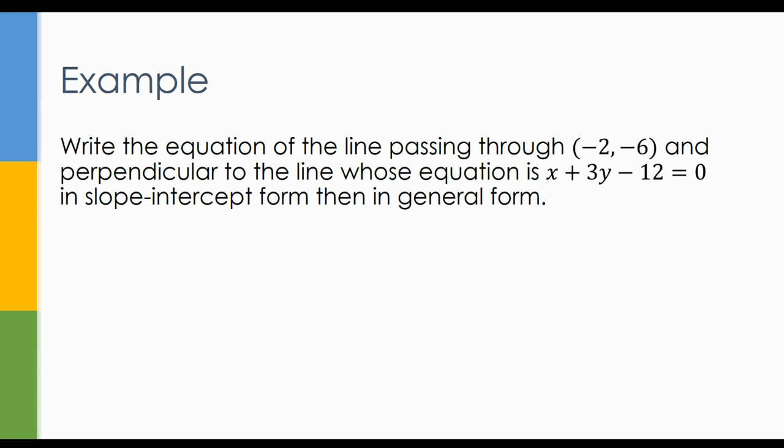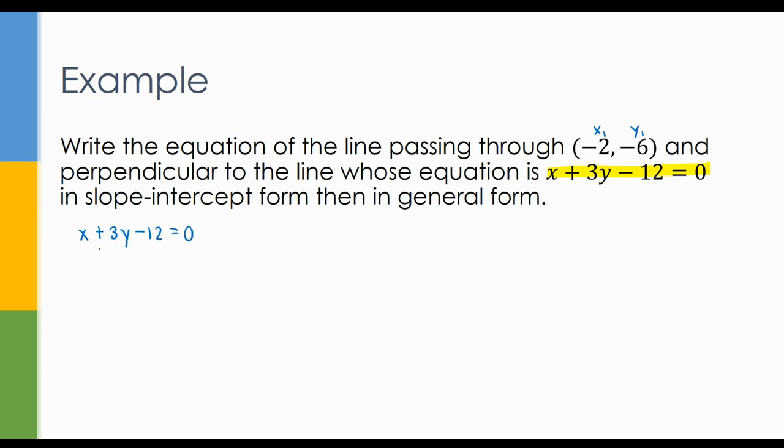So the fact is I have my point. If we want slope-intercept form, we need to have a slope and a y-intercept. Because we're given a point, we're going to have to do point-slope form first to get it into slope-intercept form. Notice that we are given a general equation here, and I'm going to manipulate that into slope-intercept form so I can identify the slope.